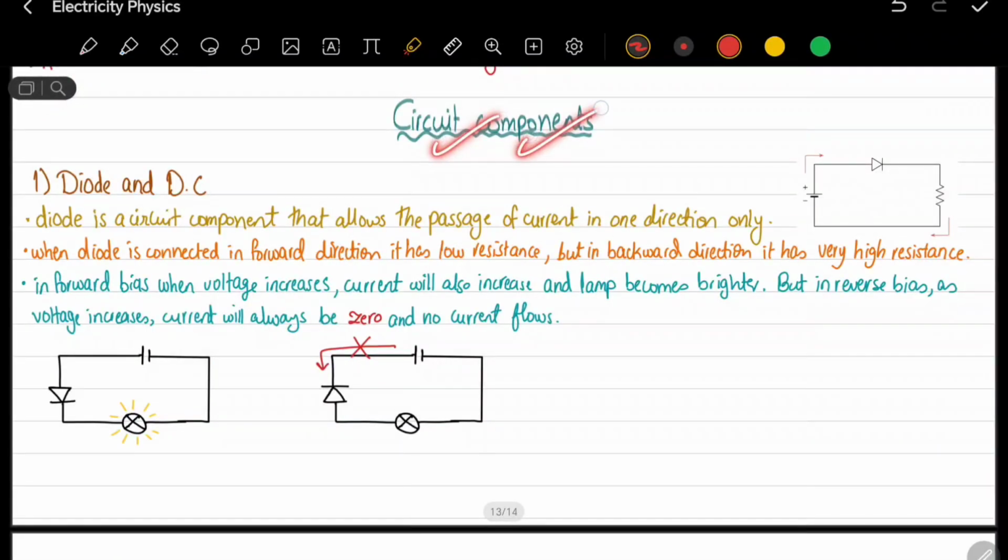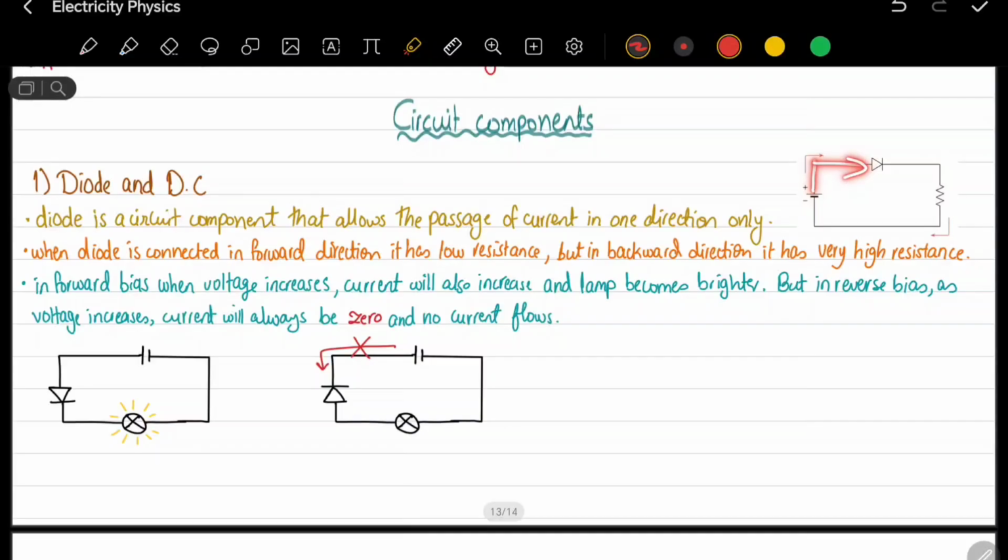We have diode and DC. Diode is a circuit component that allows the passage of the current in one direction only. So diode only allows the current to flow in one direction, from positive to negative. When the diode is connected in forward direction, it has low resistance. But when it's connected in backward direction, it has a very high resistance. And this is also another reason that causes the current to be blocked and not to move further.